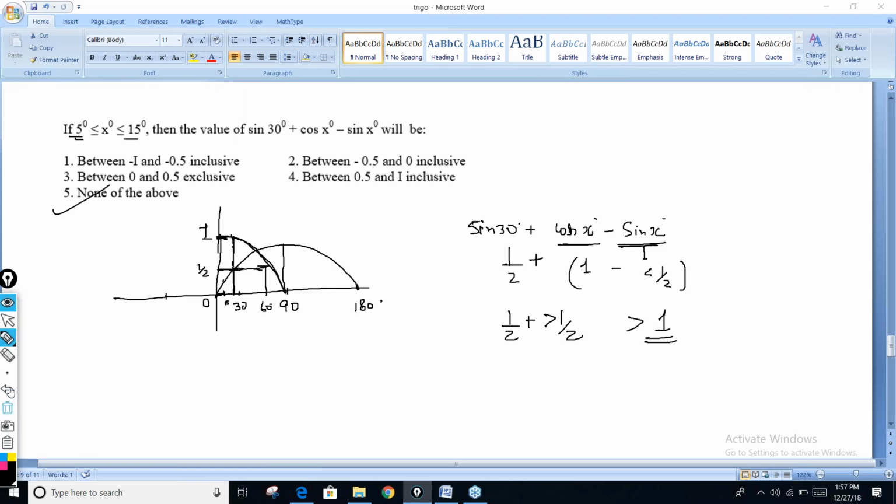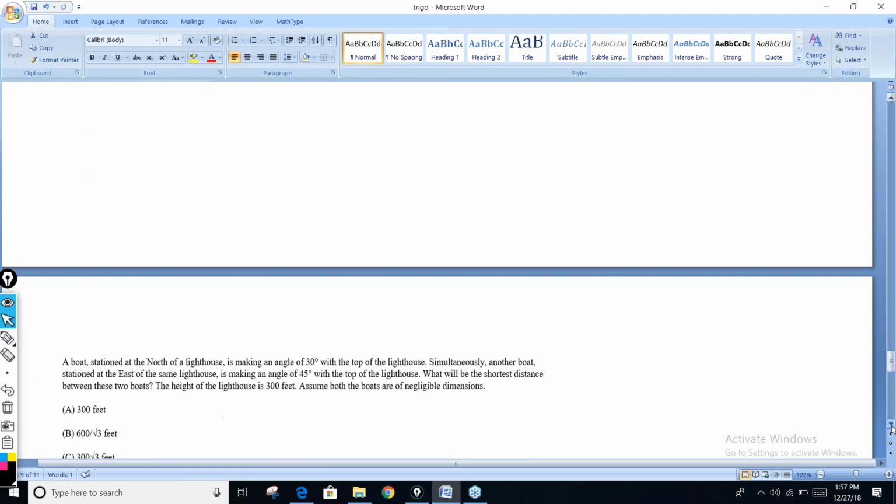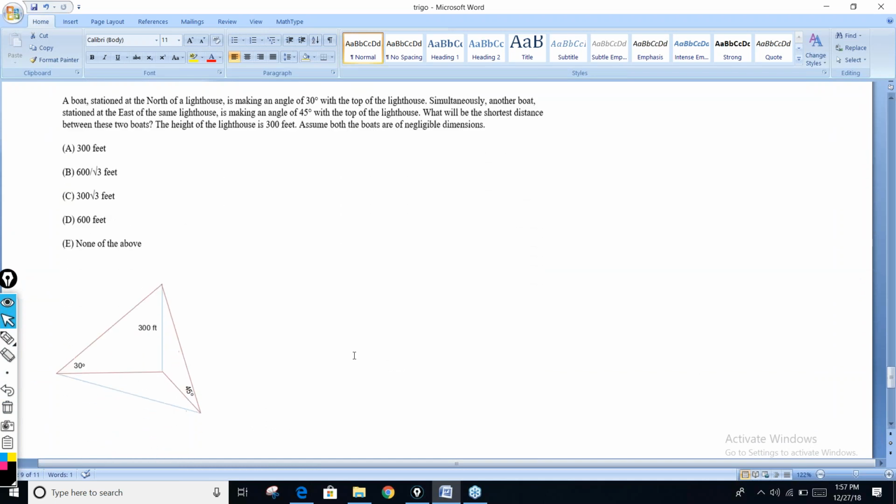Okay, come to the next one. Now, this is actually a difficult question. It's a three-dimensional figure. First read the question. The question says a boat stationed at north of a lighthouse. Now, the lighthouse is a three-dimensional figure. If you can visualize, this lighthouse is standing like this on the ground, right? It is making an angle of 30 degrees with the top of the lighthouse.